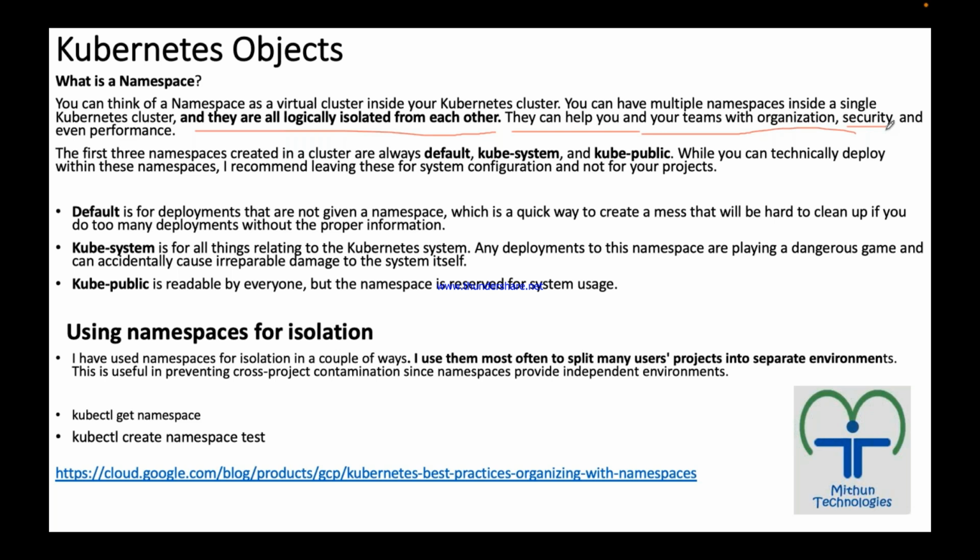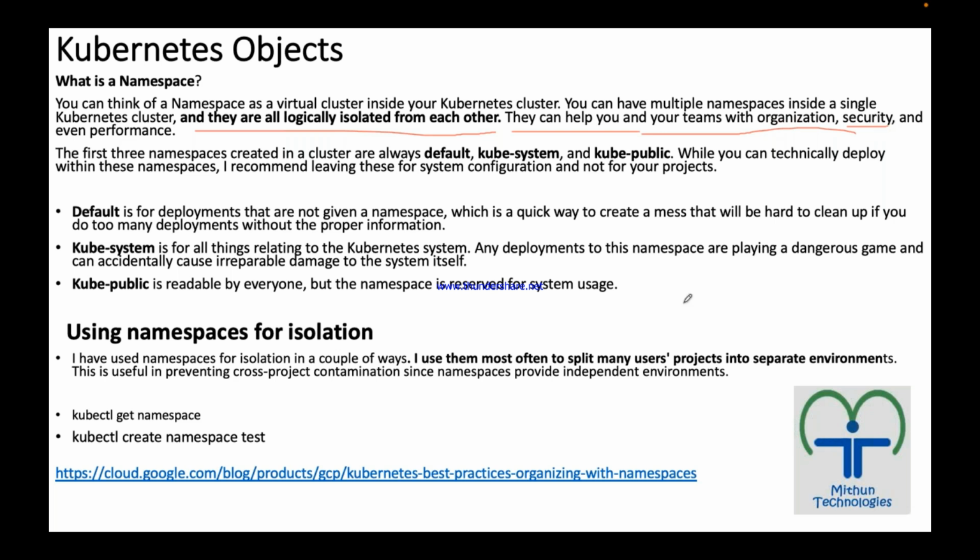Security in the sense, the developers working in team A cannot get, update, delete the applications managed by another team. So we can apply security. And even resources we can allocate. At a namespace level, we can allocate resources. Also, within a namespace, the name should be unique.